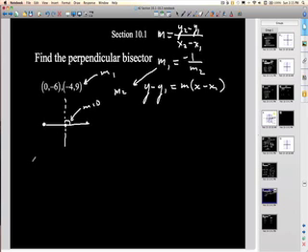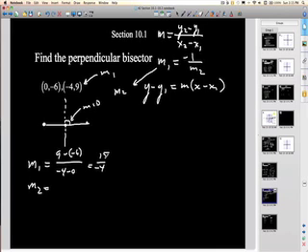First, we're going to find the slope of our first line. M1 will be equal to 9 minus negative 6 over negative 4 minus 0, which is going to be 15 over negative 4. So the slope of my perpendicular line will be the negative reciprocal of that. When you say negative reciprocal, that's really change the signs and flip it over. So that becomes 4/15. So I'm going to use this, and I need my midpoint.